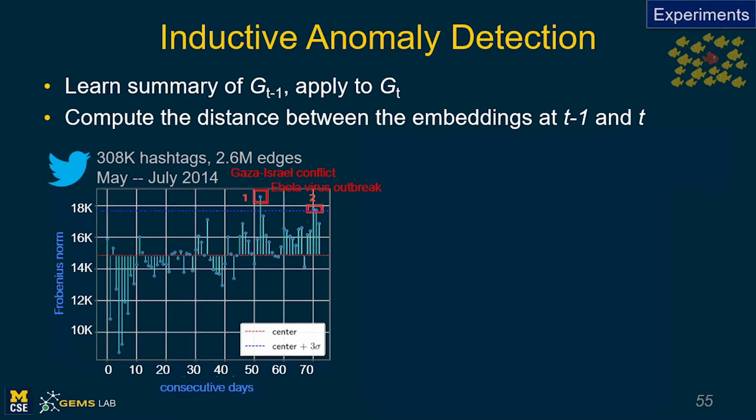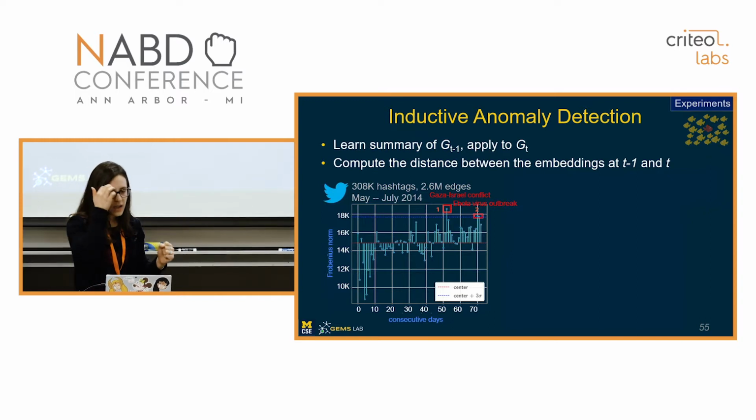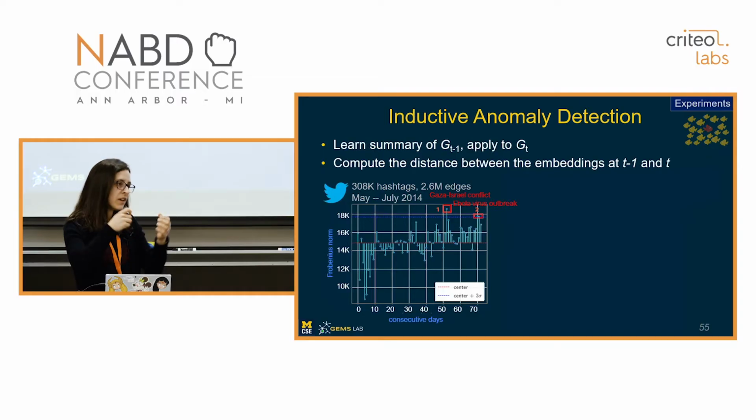The other thing that we wanted to look at is other types of applications. Often we care about anomaly detection. We want to find when there are significant changes, let's say in a computer network, so that we can flag that, hey, something is happening. We can use these summaries that we learn to perform this task. We learn a summary at one timestamp and apply it to the next timestamp. Then we compute the distances between the embeddings of the nodes in these two. If the distance is very high, then it means that something has changed significantly in the network.